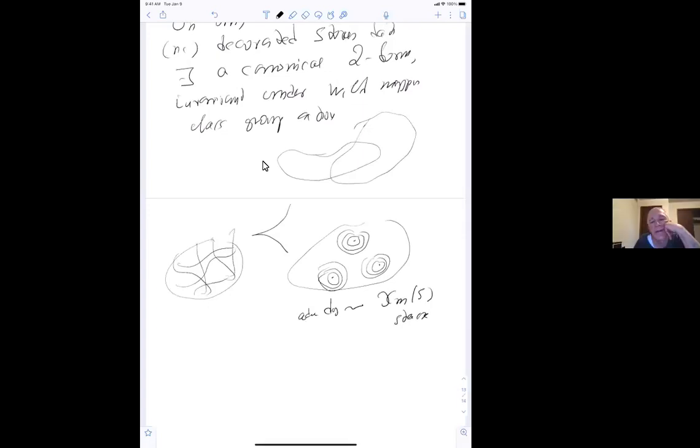Do I understand correctly that in the commutative case, your cluster tori would be just C-star local systems on the unions of this?